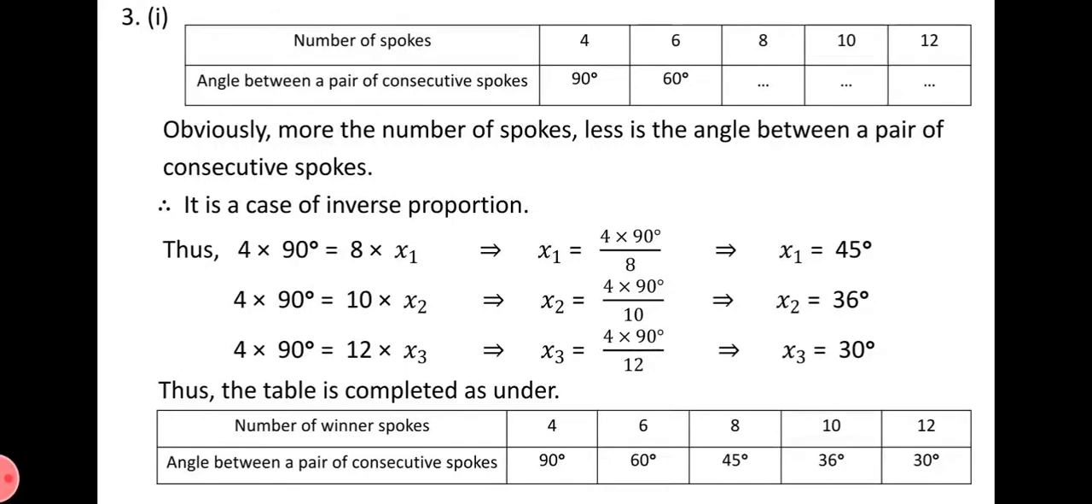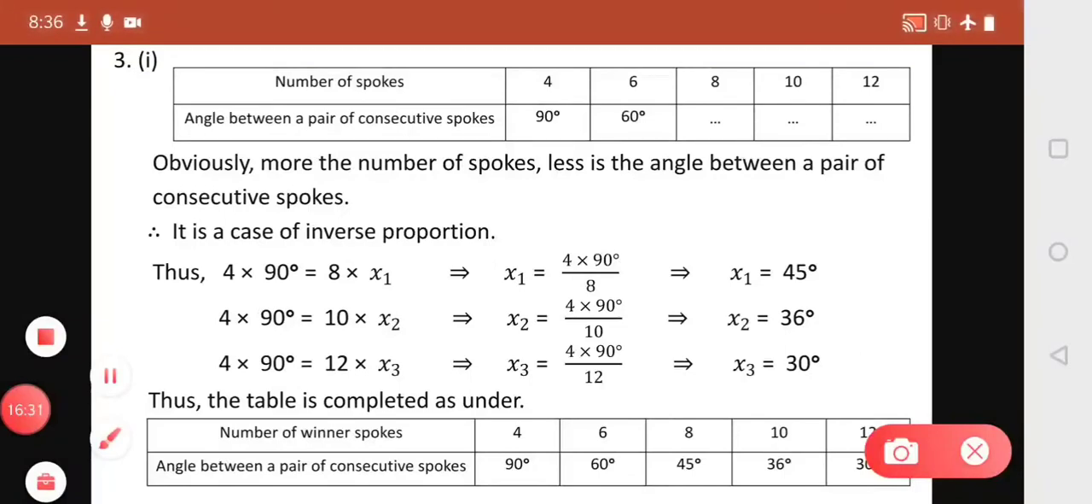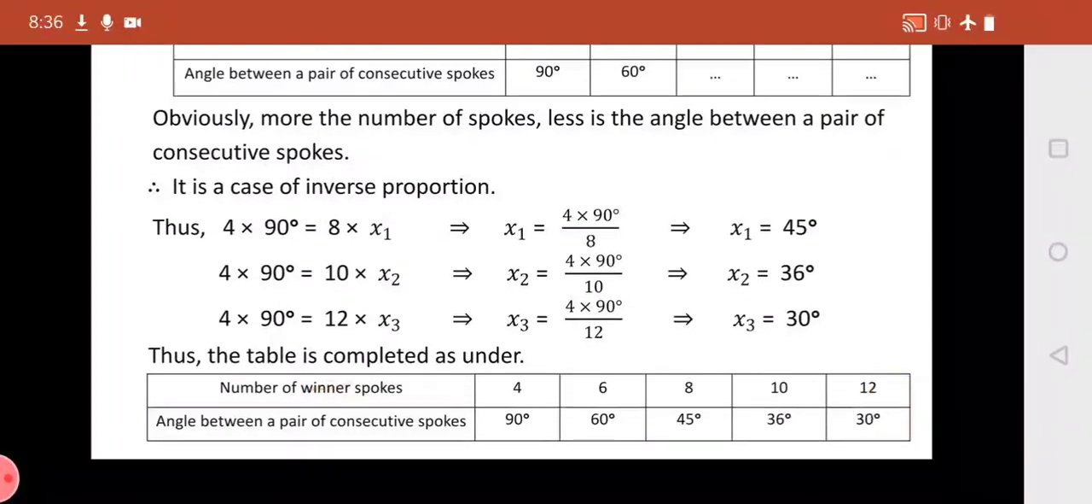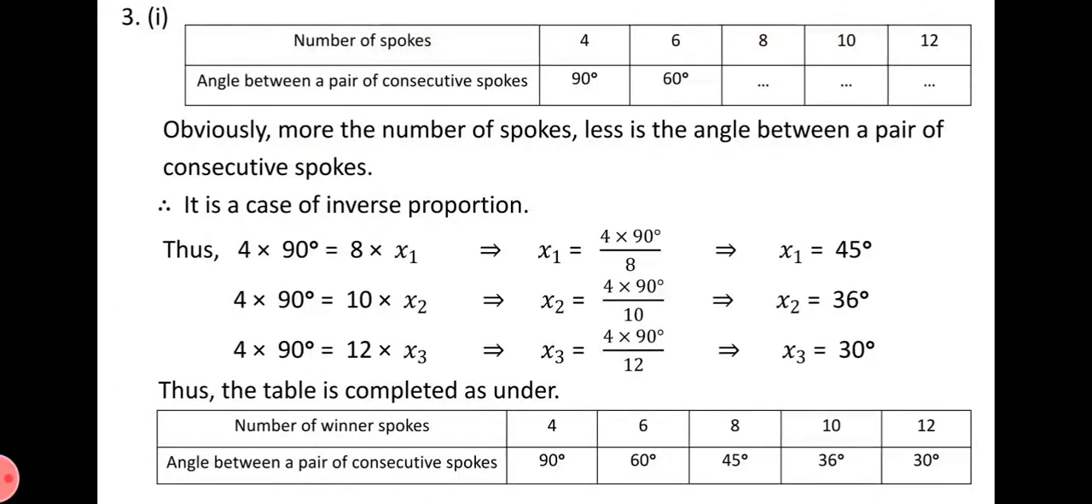Number of spokes, if it is 4, the angle is 90 degrees. If spokes are 6, the angle is 60 degrees. If spokes are 8, the angle is 45 degrees. And if spokes are 10, the angle is 36 degrees. And if spokes are 12, then the angle is 30 degrees.